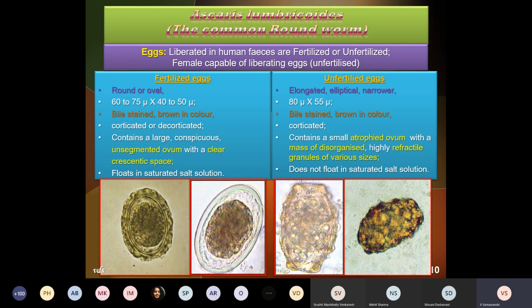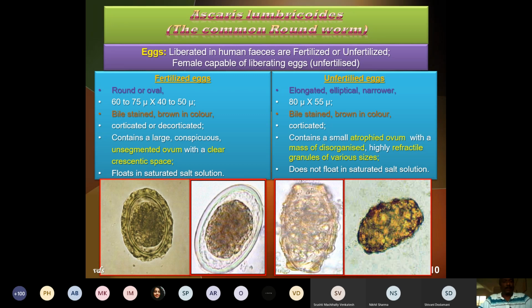When this is present, the egg is called a corticated egg. When this outer layer is lost, the egg appears smooth on its surface because of the loss of cortication. Such an egg is called a decorticated egg. Whereas the internal contents are one and the same.